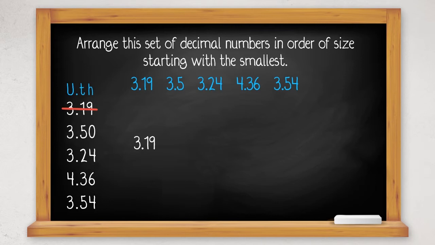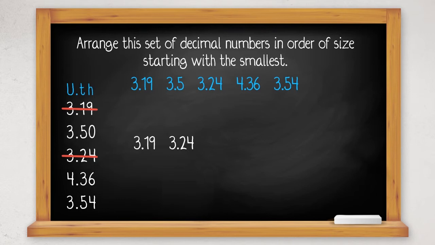Now compare the other numbers which start with 3 by looking at the second column. They are 5, 2 and 5. So 2 is the smallest. So the next smallest number is 3.24. So write it as the next number in the new list and cross this one out.